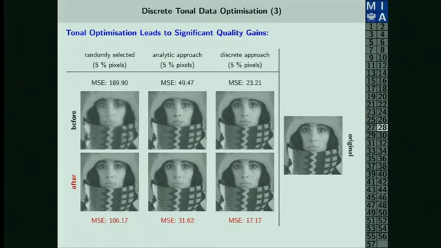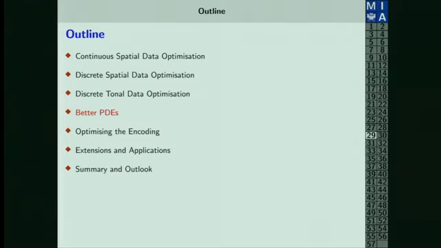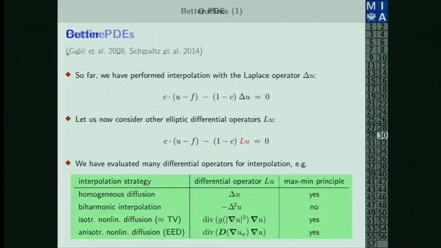So that means grayscale optimization, or tonal optimization, as I call it, is also very useful, and it helps you to reduce your error by more than a factor 10. That's a typical number which you can observe here. Okay, that was the second story of data optimization, spatial and tonal optimization. Now let's talk about the differential operator. That's also a degree of freedom, and what we have done so far was we took the simplest candidate, the Laplace equation. Nevertheless, this is even pretty good if you do a good job in optimizing your data.